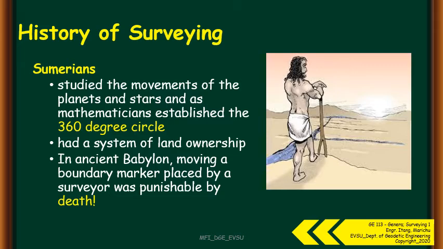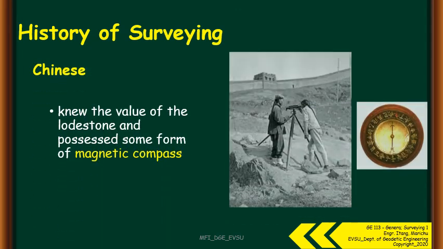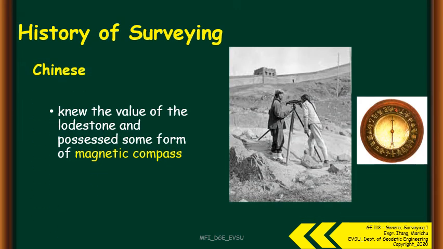So, during this time, I have here the Chinese. The Chinese knew the value of the lodestone. They are the ones who invented the compass. They possessed some form of magnetic compass. They were the first to use compasses, our Chinese.